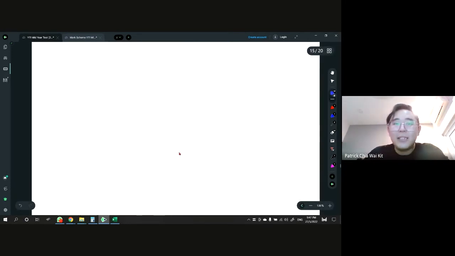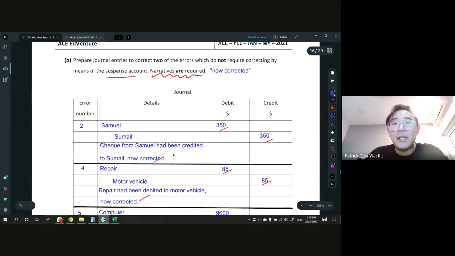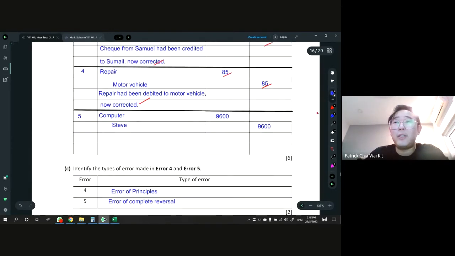Alright. Unless you guys want to take a risk, there's another way of writing the narrative, which is to actually write down the name of the error. Now only apply to poor CC, yeah. You cannot use it on those suspense errors. Only poor CC you can. So how to write this?